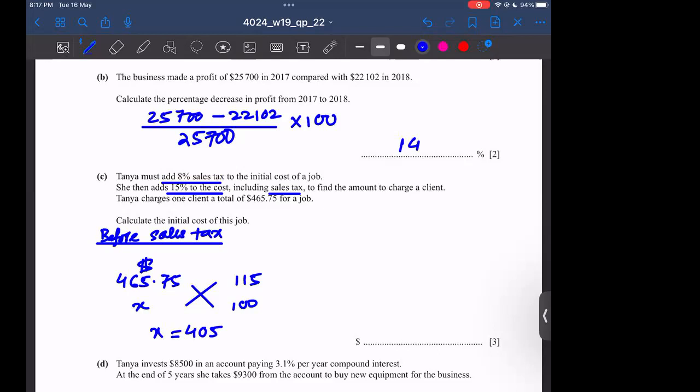Sorry, this is the amount after sales tax. Let me just correct it. This is the amount after sales tax. Because after sales tax, they are adding basically 15%. तो सेल टैक्स के बाद भी वो 15% अमाउंट और चार्ज कर रहे हैं. अब बिफोर सेल्स टैक्स हमारे पास कितनी होगी अमाउंट?